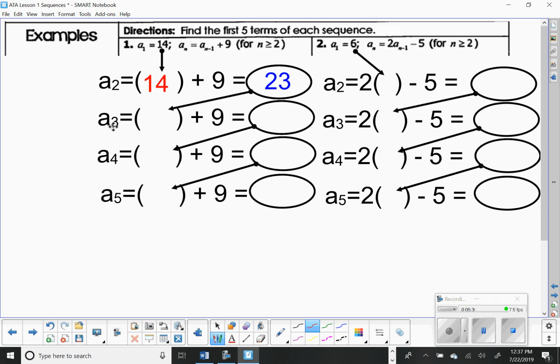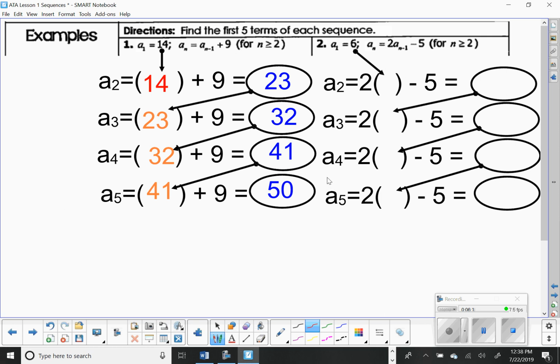To find a sub 3, I need a sub 2, I add 9, and I get 32. Now for a sub 4, I need whatever a sub 3 was. Well, that's 32, and then I add 9, and I get 41. If I want a sub 5, I need to take a sub 4, which I calculated was 41, add 9, and I get 50. Okay? Now, pause the video and try this second one.